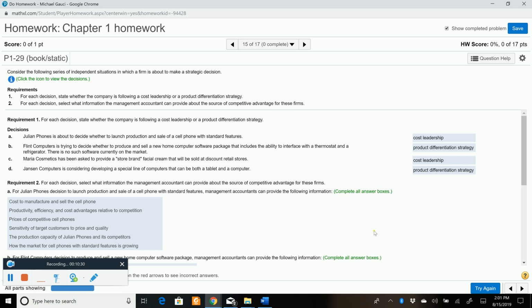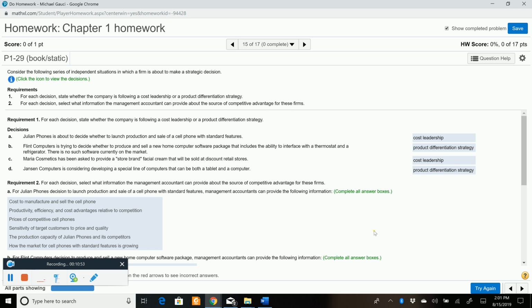Letter A. Julian Phones is about to decide whether to launch production and sale of a cell phone with standard features. So it's a standard feature. We're not trying to differentiate ourselves from our competitors. It's just something that's very similar to what our competitors offer. So I would say cost leadership.